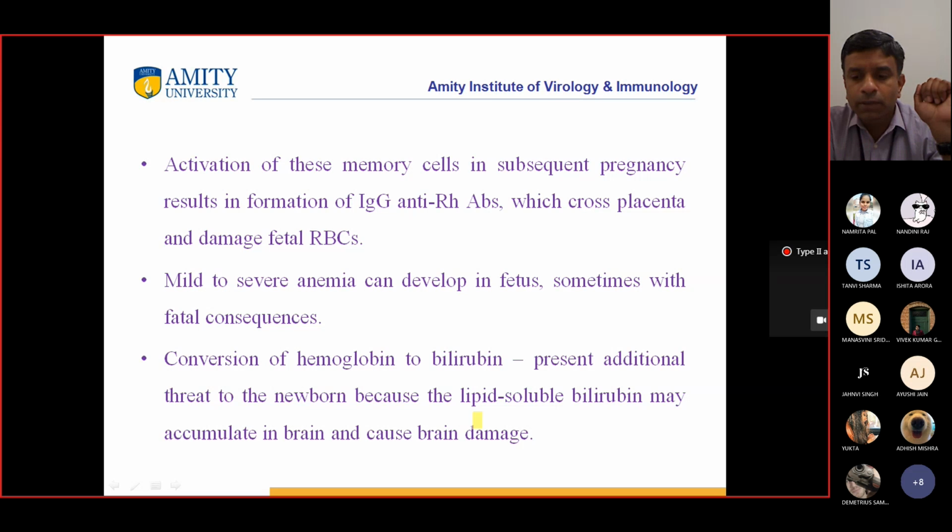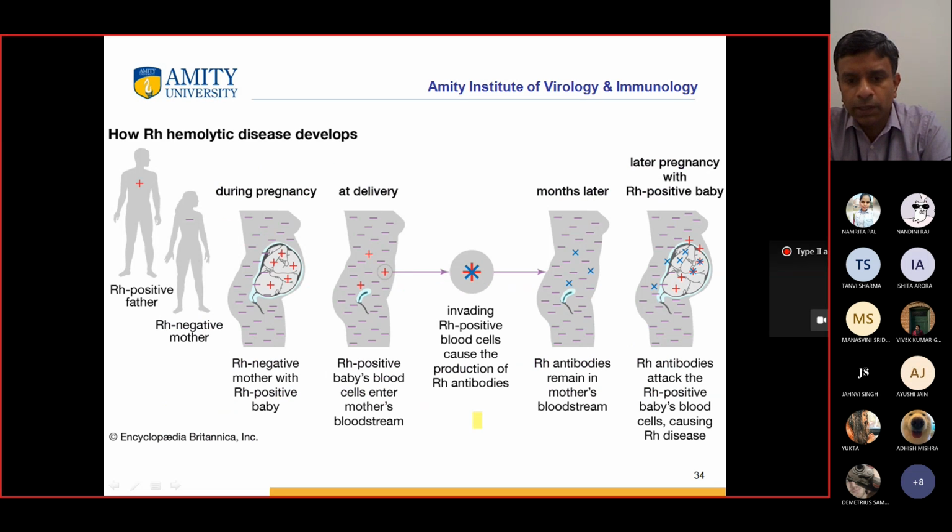Because the lipid soluble bilirubin may accumulate in the brain and can cause brain damage. So on one hand there will be brain damage, and on top of that anemia, right? So that can be fatal to the fetus. Now, what I just explained, let's try to understand with the help of this figure.